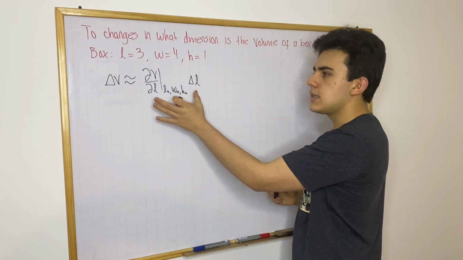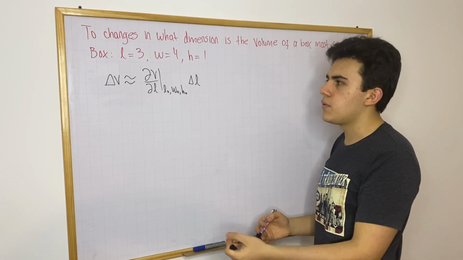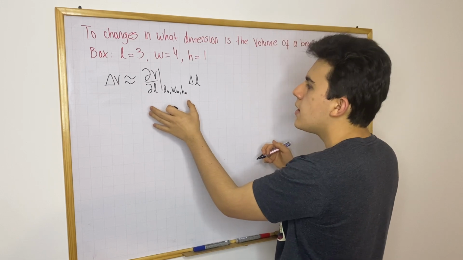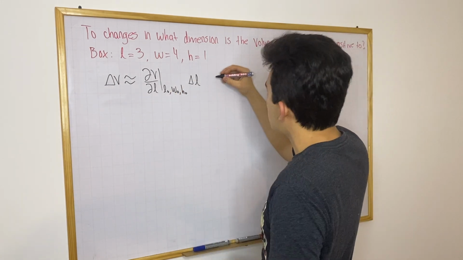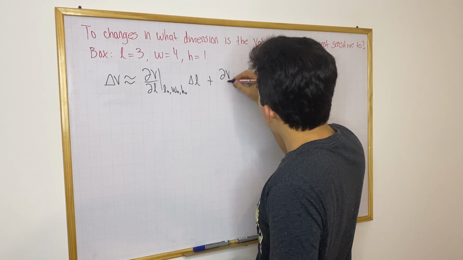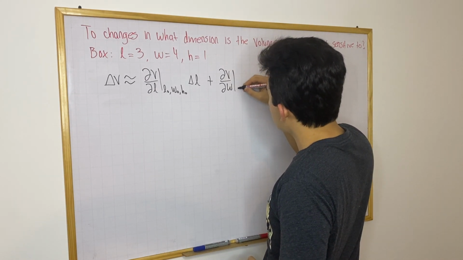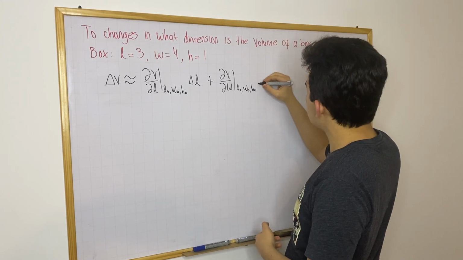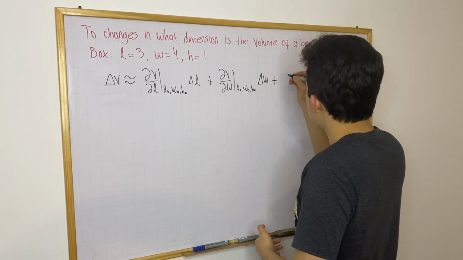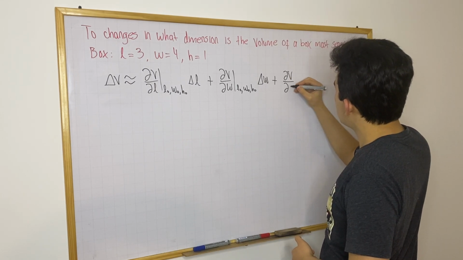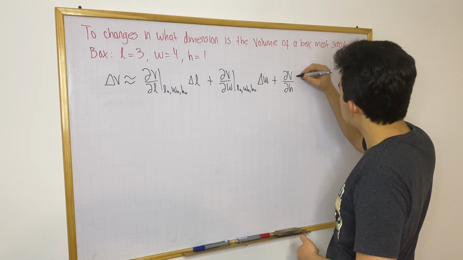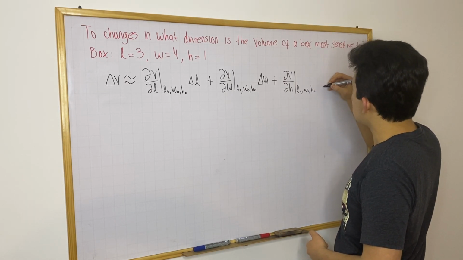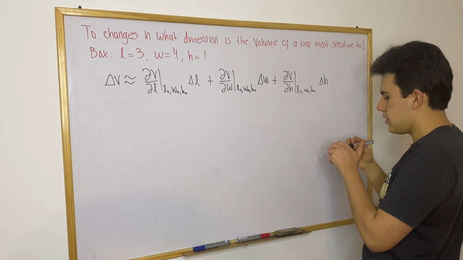And you're going to write this term for each input variable that you have. So in this case, besides L, we also have W and H. So I'm going to write this same term, but differentiating with respect to W and H. That will look something like this. Partial V, partial W evaluated at L naught, W naught, and H naught, multiplied by a change in W, plus, again very similar, partial V, partial H, evaluated at L naught, W naught, and H naught, multiplied by a change in height.